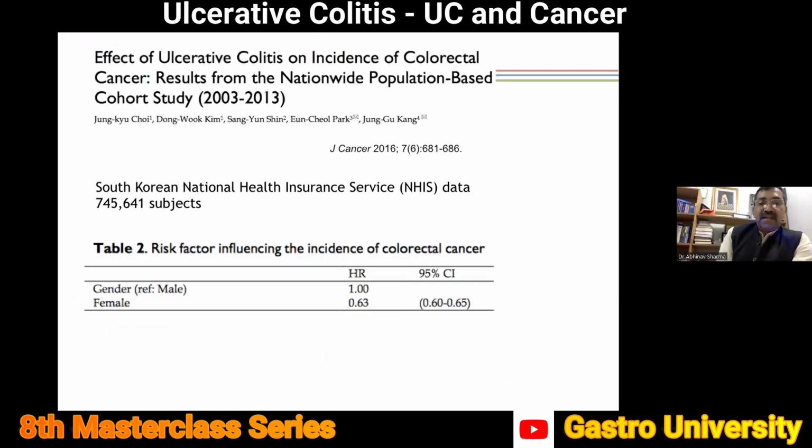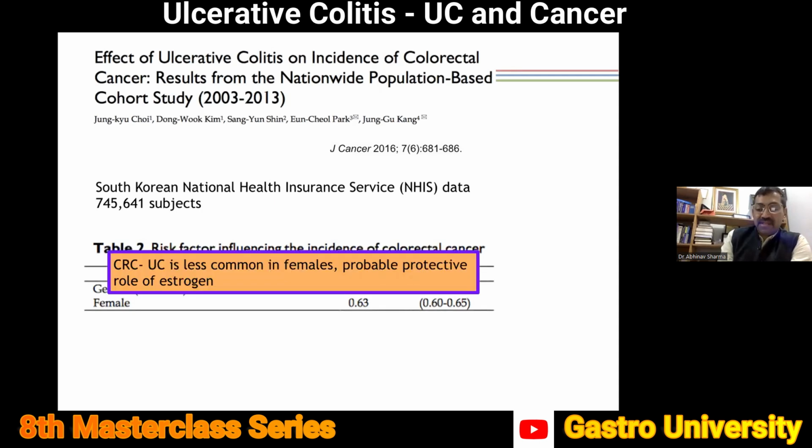Now, gender differences. This is data from Hong Kong. There were approximately 7.5 lakh subjects from whom this data was drawn. And risk of colorectal cancer again is dependent on gender differences. Females are protected, possibly because of estrogen. So CRC, you see, is less common in females.